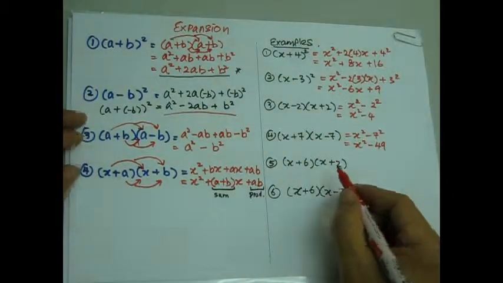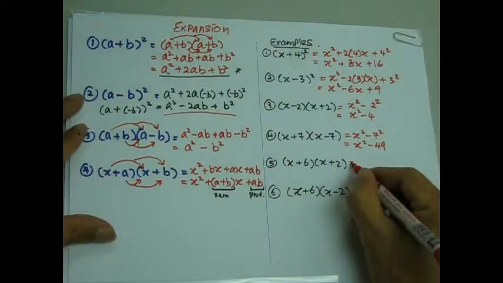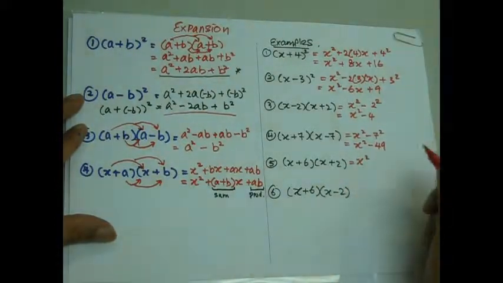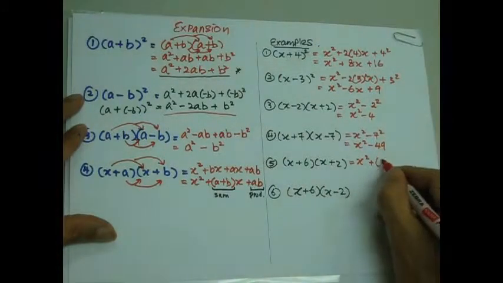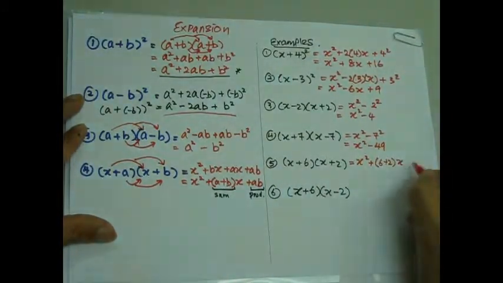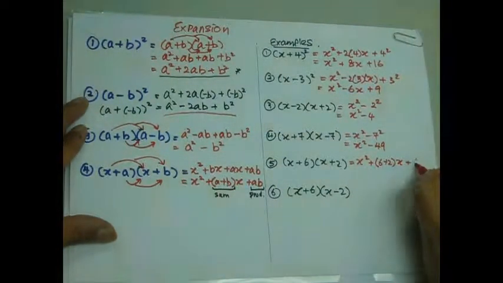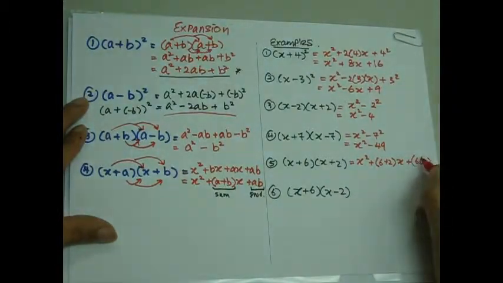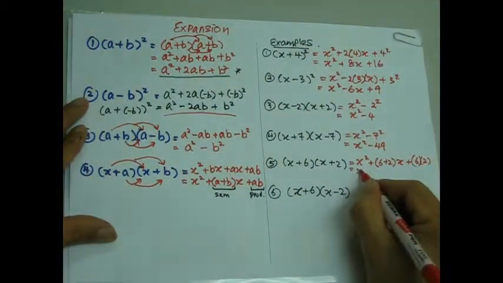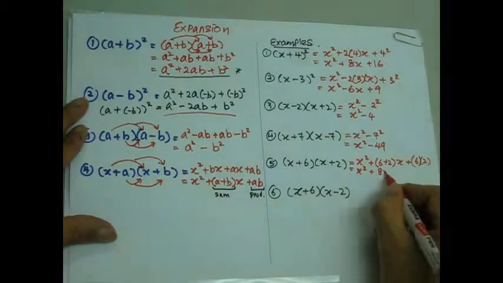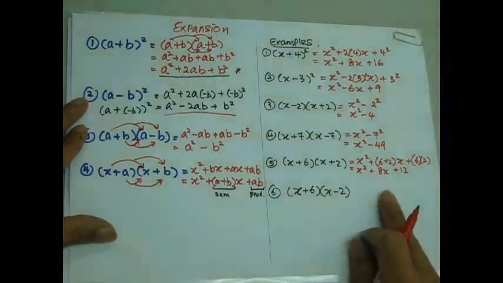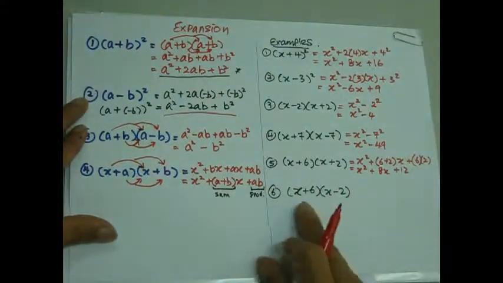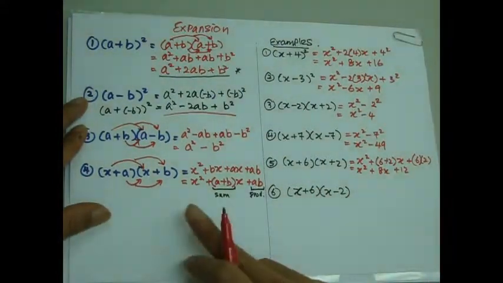Number 5 is form number 4. So I will have the square of the first term, plus the sum of 6 and 2 times x, plus the product of 6 and 2. So I will have x squared plus 8x plus 12. Alright, do you get that correct? Excellent. Now number 6. Oops, we don't have that rule.